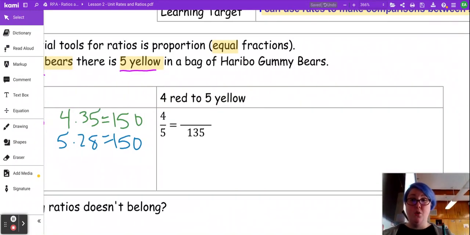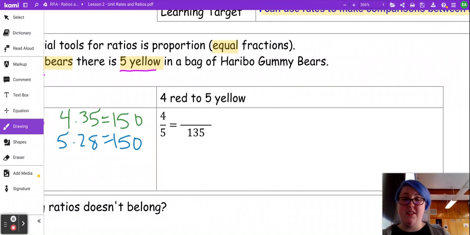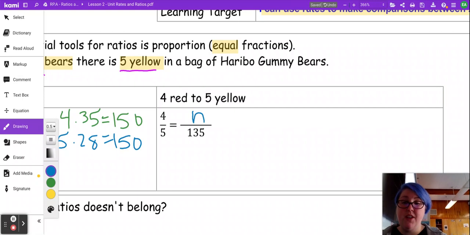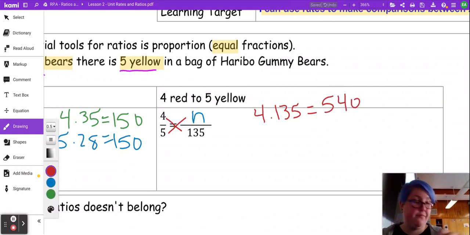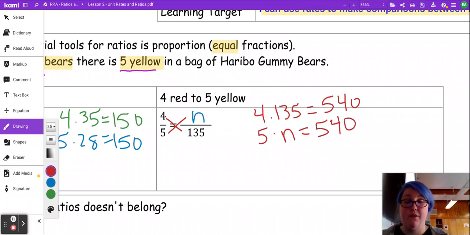Now, the other super cool thing is that we can use this to figure out a missing amount. So if we have 135 of our yellow, how many red? Mathematicians often use n or another letter to represent a missing quantity. So we can do our cross. Once again, we know that 4 times 135 gives us 540, because we know 5 times n should equal 540.